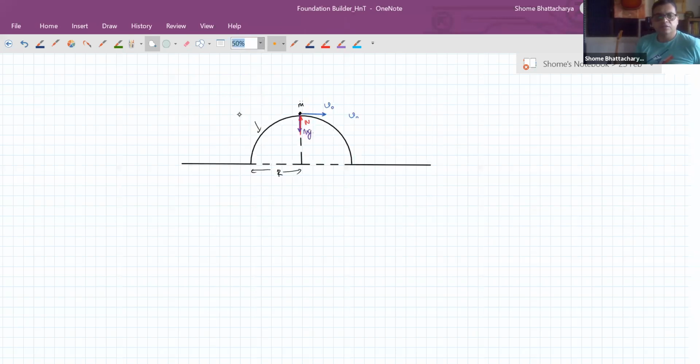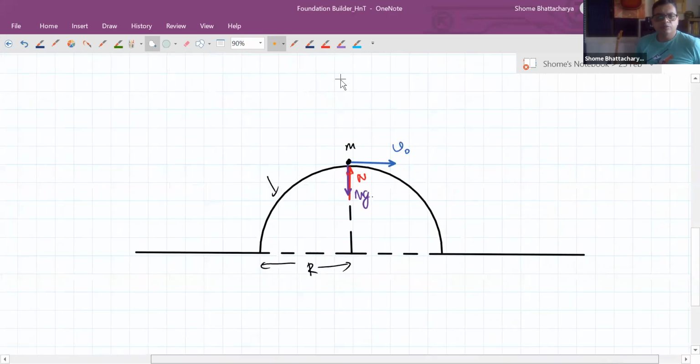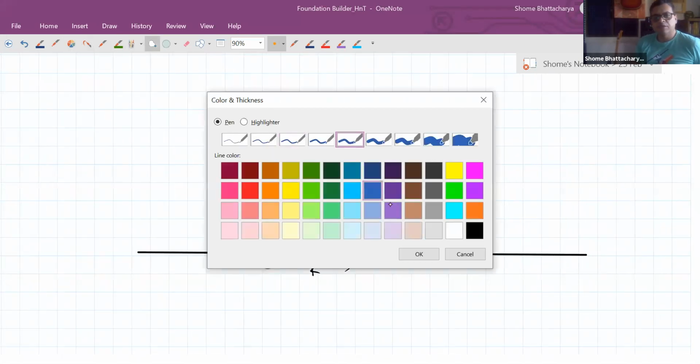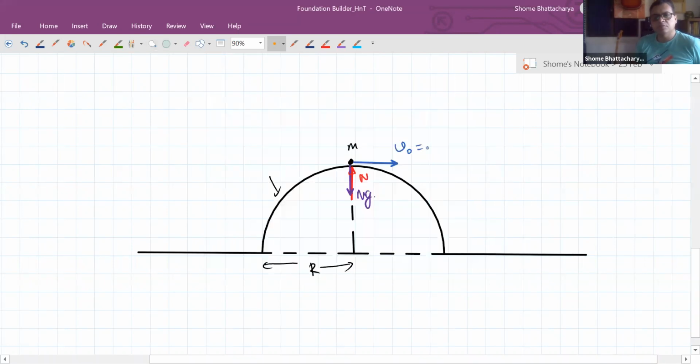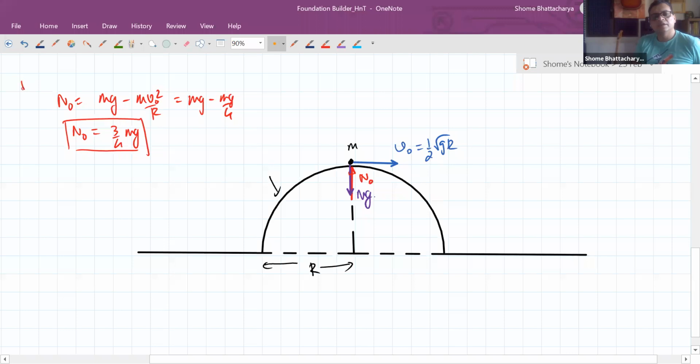So let's magnify this a little. So if we are giving a speed of half of root gr, then definitely we can see that at this point of time, it is going to maintain a normal reaction. So in fact, we can see that this normal reaction initially will be mg minus this. So it will in fact become mg minus mg by 4, or it will in fact be 3/4 of mg. This will be the initial normal reaction, at t equal to 0 when we've just projected the particle.